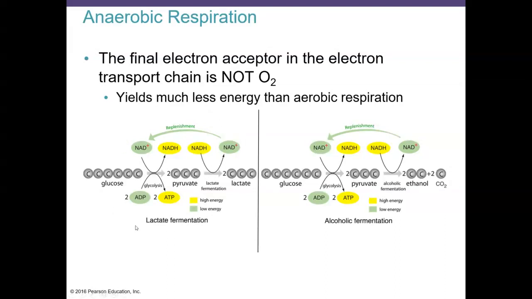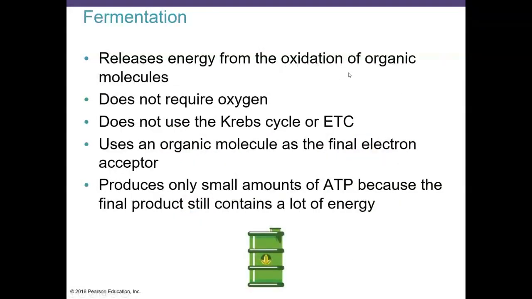So we can go through both lactic acid fermentation and alcoholic fermentation, right? Where we produce lactic acid or we produce ethanol. But the goal is the same, to replenish these NADH molecules and replenish that electron so that we can keep this system going, all right? And that's the whole goal of this, right? So fermentation releases energy from the oxidation of organic molecules. It doesn't require oxygen, and it doesn't use the Krebs cycle or the electron transport chain. And it uses an organic molecule as the final electron acceptor. And again, that's lactic acid or ethanol, right?